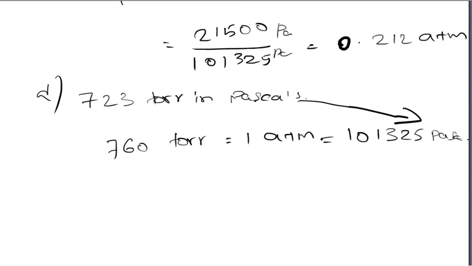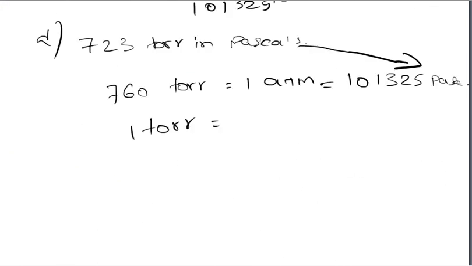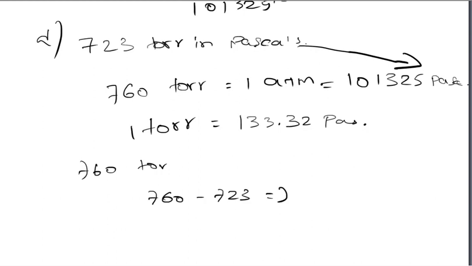So how are we going to do that? 1 torr, we know, is 133.32 pascal. If 760 torr is equal to 1 ATM, how much are we short of making up that 760 torr? 760 minus 723 gives us 37 torr units needed to make up 1 ATM. So what is 37 torr in pascals? We know 1 torr is 133.32 pascals, and what is 37 torr?